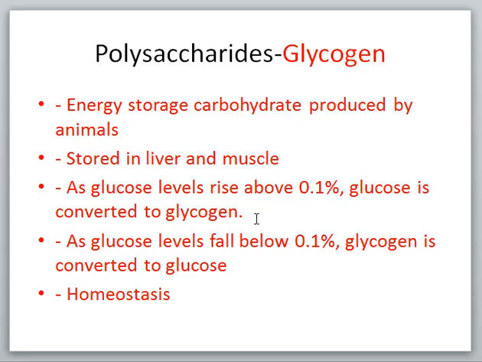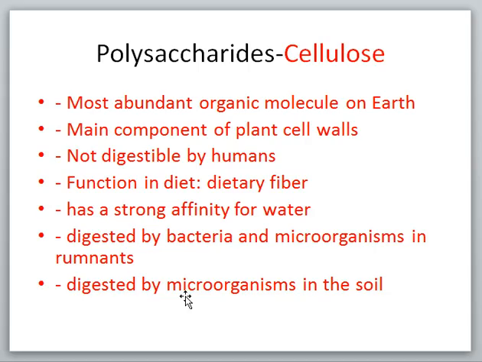A few hours after lunch, your glucose levels start to fall, and they fall below 1%. And so the glycogen stored in the liver, as well as skeletal muscle, is now converted back to glucose. And this glucose is then released from the liver into the bloodstream. So this is yet another mechanism for maintaining constant conditions in the body, another mechanism of homeostasis.